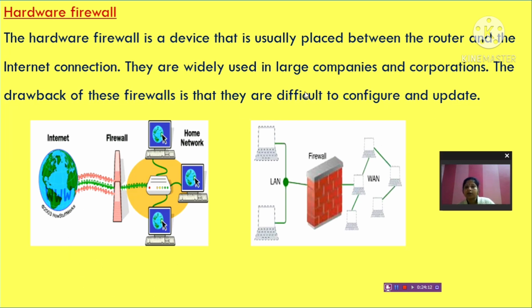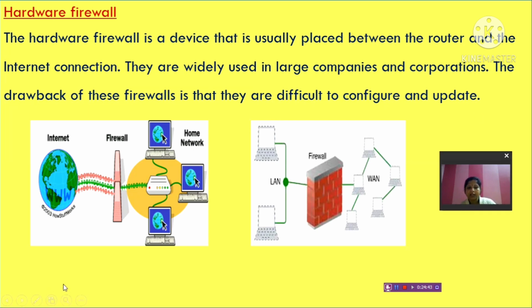It is installed between your router and the internet connection. And you can see the picture also, the images, showing how a firewall is present between the LAN, and one firewall we can install, and then the home network also. If you want to secure your data, you can use a firewall also. But it is difficult to configure and update. Clear? So firewalls we can use in the form of hardware and in the form of software also.